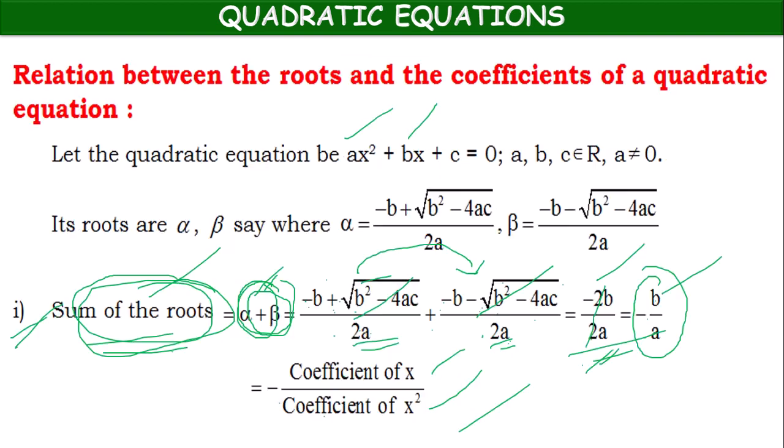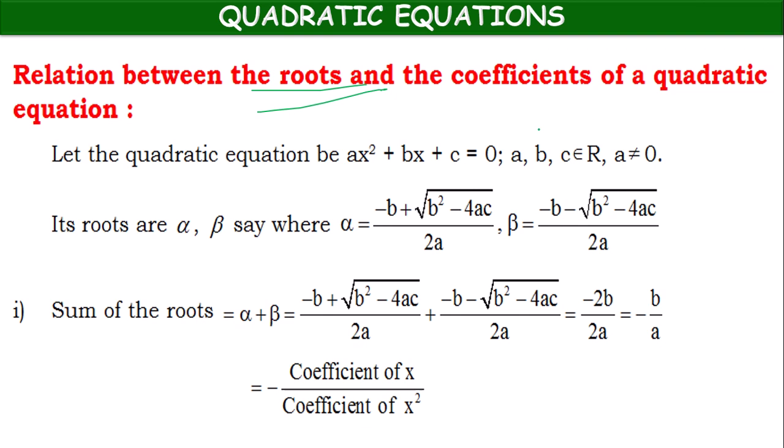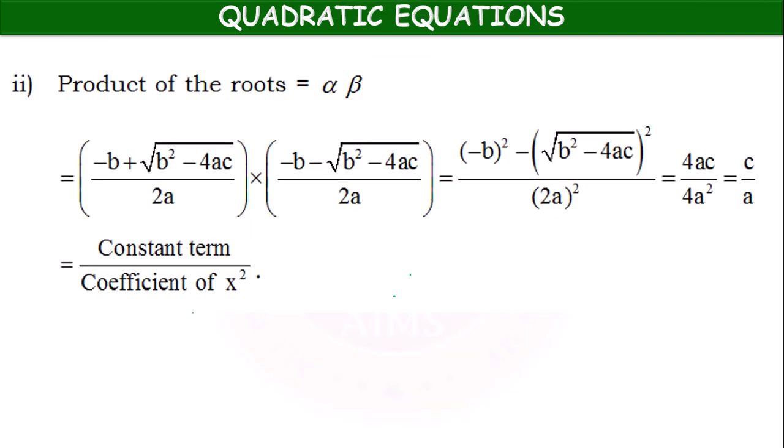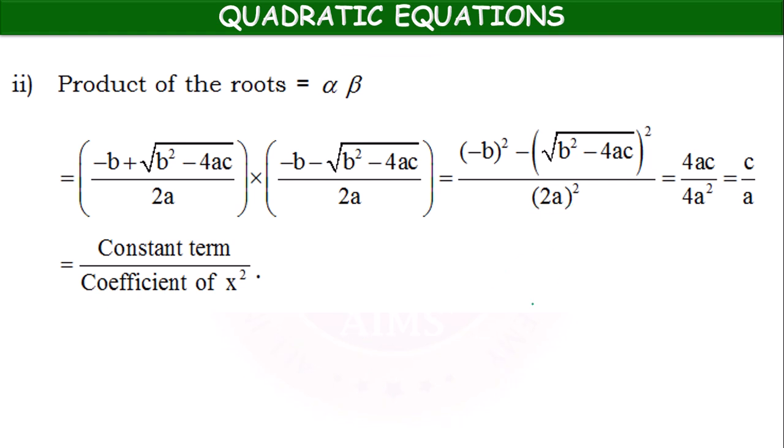So in this way, we have two relations between the roots and coefficients of a quadratic equation. The first relation is alpha plus beta equals minus b by a, and the second is alpha beta equals c by a. These two formulas we have to remember, children. Then, if we know the roots, we can find the equation, or if we know the equation, we can find the roots with the help of these relations.